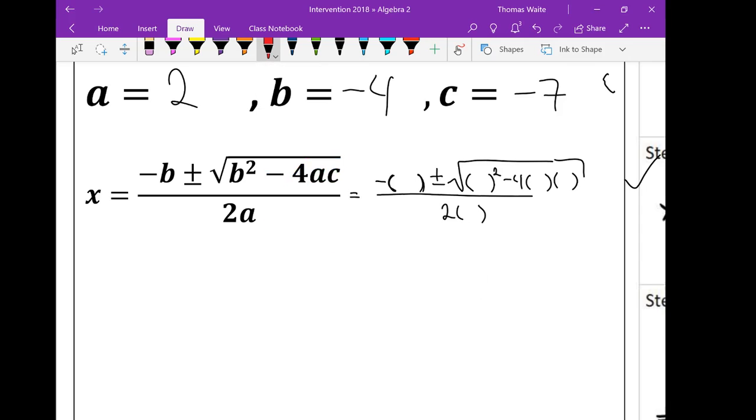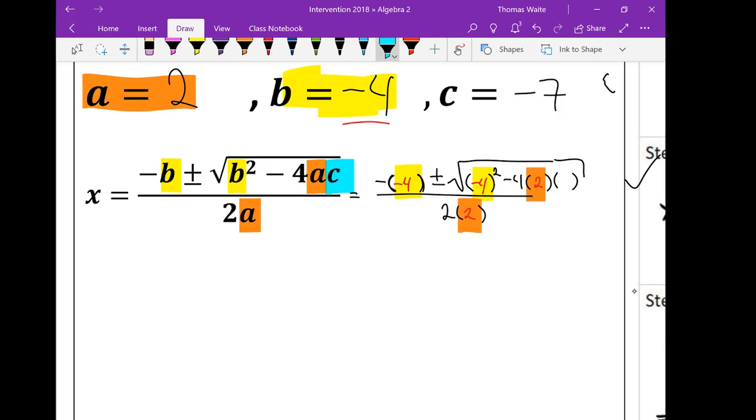Now I'm going to fill in our values where the b's are. B is equal to negative 4, so I'm just going to plug a negative 4 in. Where an a is, it's just going to be 2. So I'm going to actually highlight these so it's clear that the b's are negative, the yellow. A is the positive 2. And then the c is going to be the blue, which is negative 7.